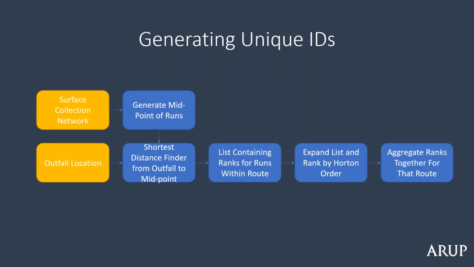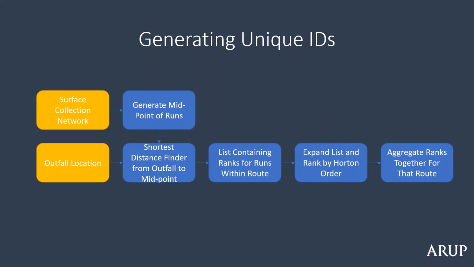So once we have that data, we have both the surface collection network that has their Horton orders as well as their ranks. We were able to create an ID on this. And this was done by using a distance finder, because we were trying to locate what path a run was taking from its position or its central node towards the outfall location. Based on that, we used a shortest distance finder to generate that route and list up all of the other runs that were involved in that journey. From that, we were able to explode that list and then rank them based on their order.